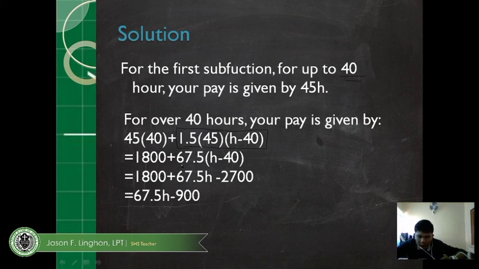And then, multiply mo lang si 67.5 dito sa loob, no? 67.5 times H minus 40, 1,800 plus 67.5h minus 2,700. Okay. Next, simplify 1,800 minus 2,700. That is 67.5h minus 900. Okay. So that is now your second subfunction.